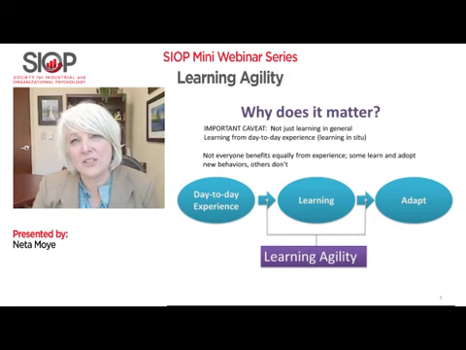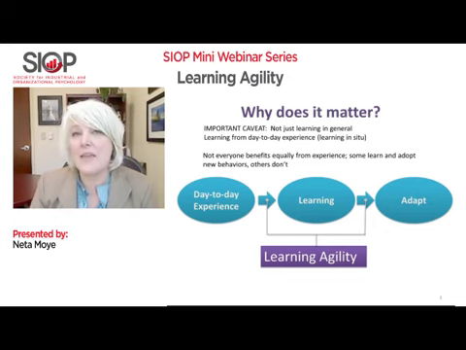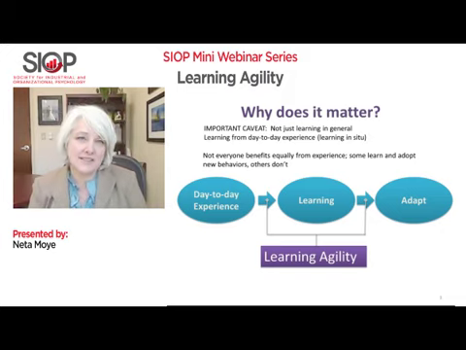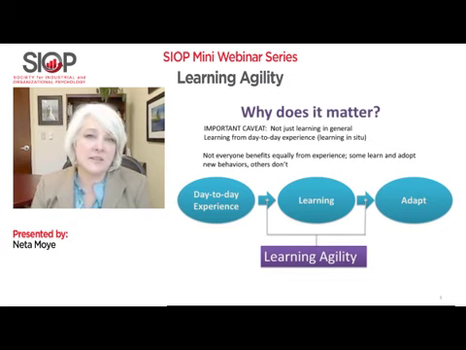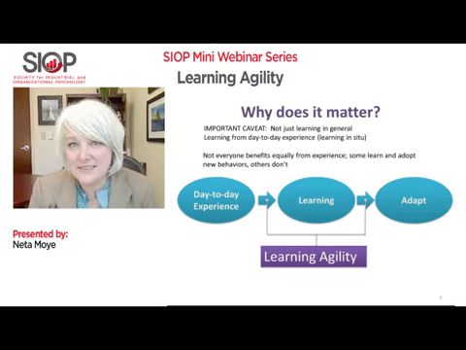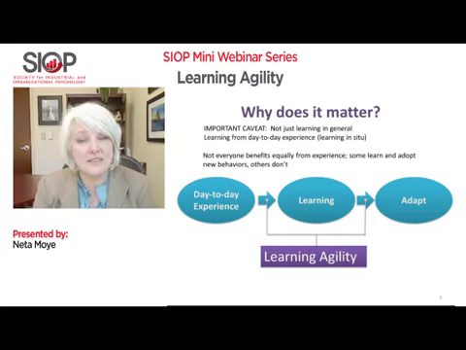The important thing to note is that learning agility isn't just learning in general. It's actually learning from experience, learning from day-to-day experiences, which is a little different, which changes the domain slightly and changes what matters. What we know from research, if you look at the 2010 Journal of Applied Psychology and Academy of Management Journal, there were two articles that looked at developmental experiences and the impact on leaders and their development. And what they discovered is not everyone benefits equally from experiences. Some people learn and adopt new behaviors, and some don't. That's where learning agility comes in.